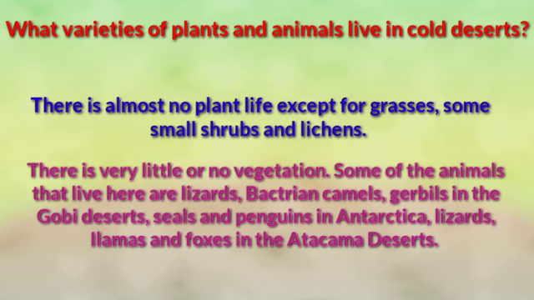What varieties of plants and animals live in cold deserts? There is almost no plant life except for grasses, some small shrubs and lichens. There is very little or no vegetation. Some of the animals that live here are lizards, Bactrian camels, and gerbils in the Gobi Desert, seals and penguins in Antarctica, and lizards, llamas and foxes in the Atacama Desert.